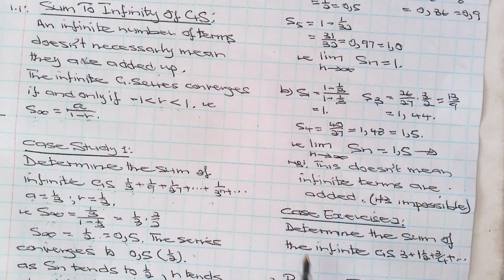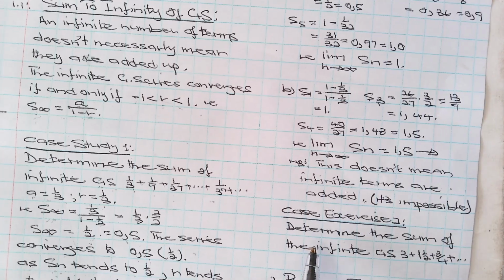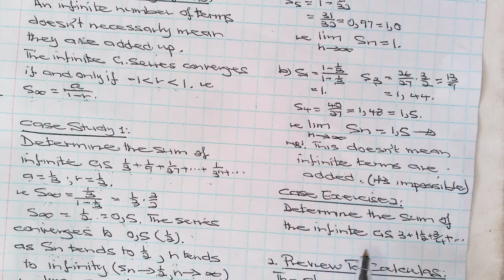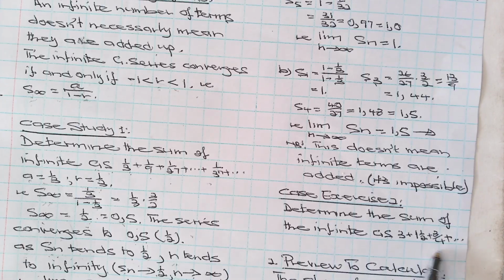Now, exercise 2: determine the sum of the infinite GS 3 plus 1.5 plus 3 over 4, and so on. It's for you to do. If you cannot, you can click and tell me, then I'll be able to help out.